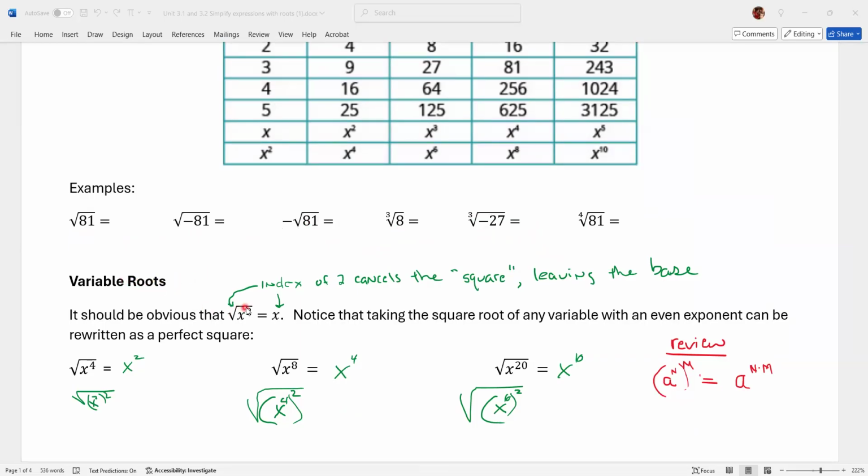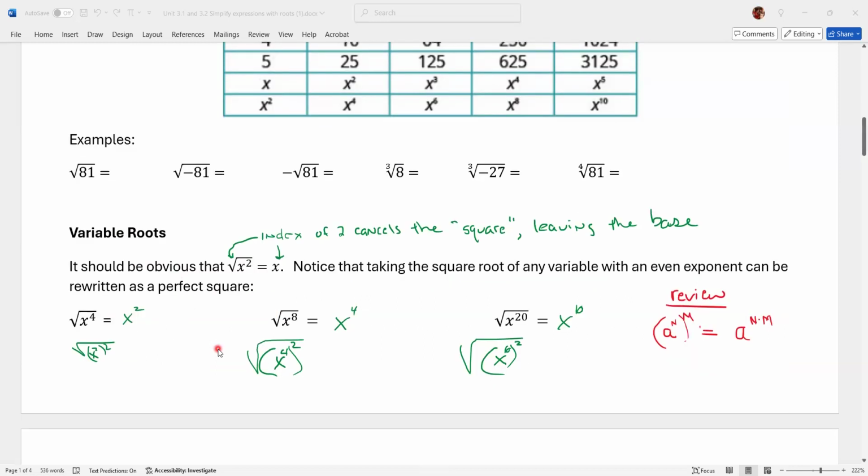Okay. So let's take a look at variables instead of numbers.